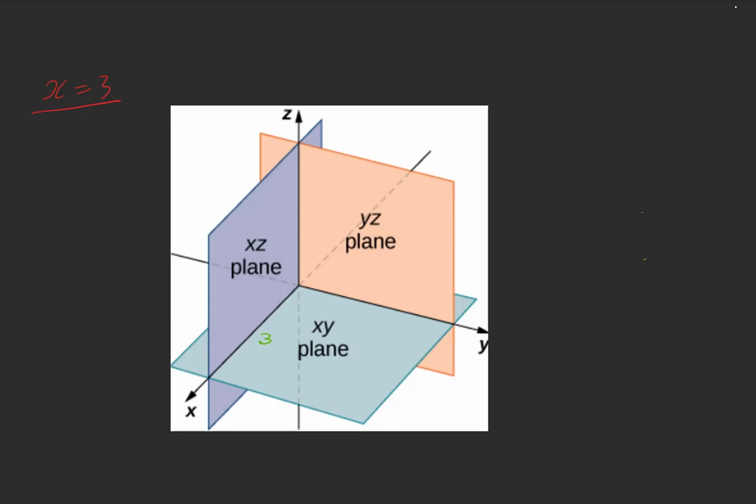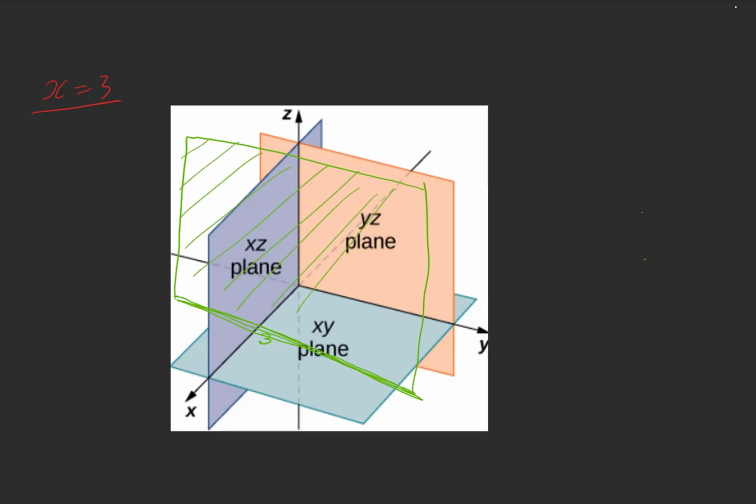Actually, parallel to the YZ plane, it should be parallel to this one. So like this. And the plane here, like this. So that is the positive side of the Z value. And then from this, we go this way, you see. After this here, we can draw like this. That is the negative value from here. So that is x equals 3.